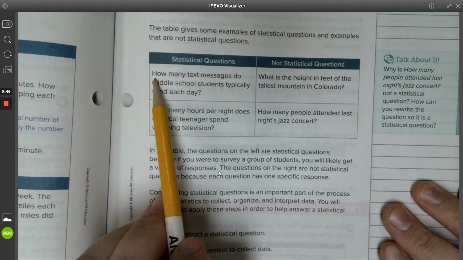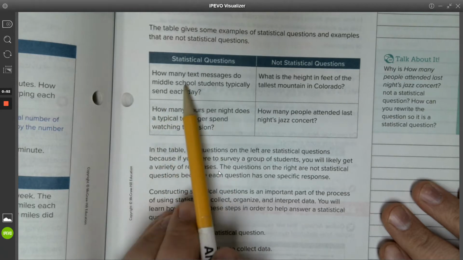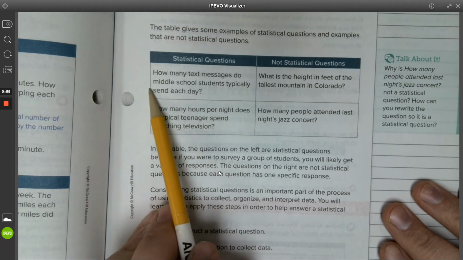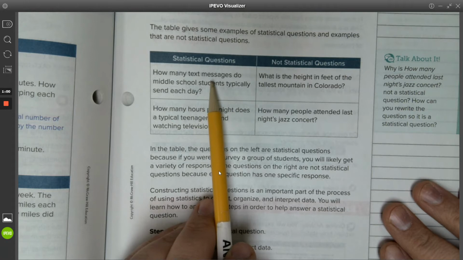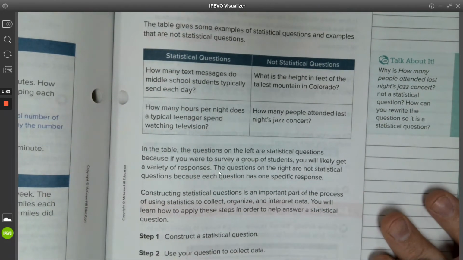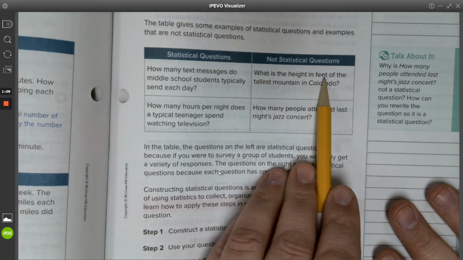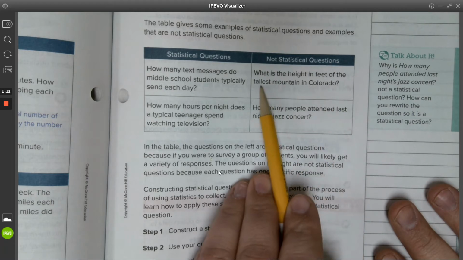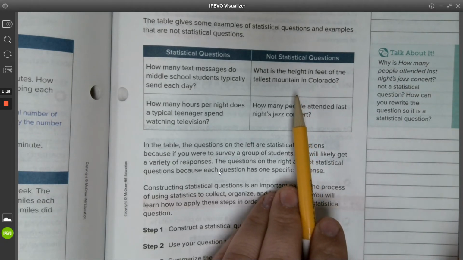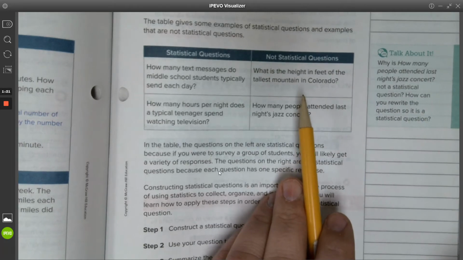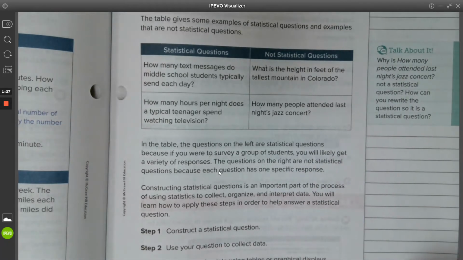An example of a statistical question might be, how many text messages do middle school students typically send each day? Because you're asking middle school students, you're going to get a variety of different answers. You're not just asking one or two. It's not saying how many text messages do you get each day. Now that would change it to a not statistical. Like as in this question here, what is the height in feet of the tallest mountain in Colorado? Obviously, there's only going to be one tallest mountain. So you could change this to say, what is the height in feet of the different mountains in Colorado? That would change it from a not statistical to a statistical question.